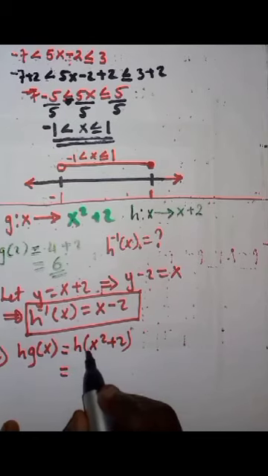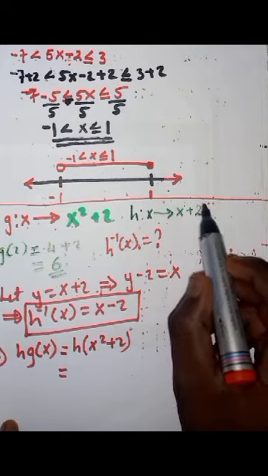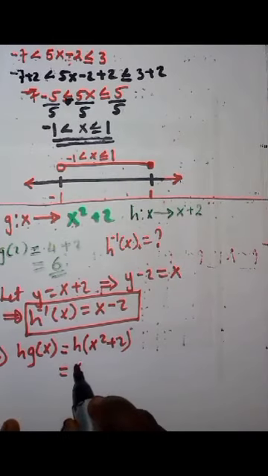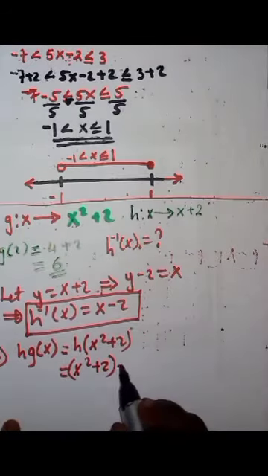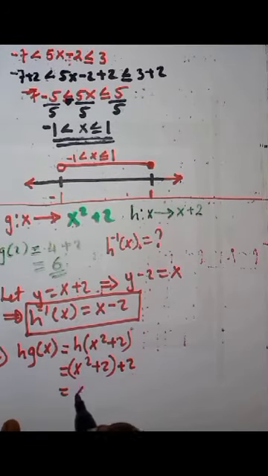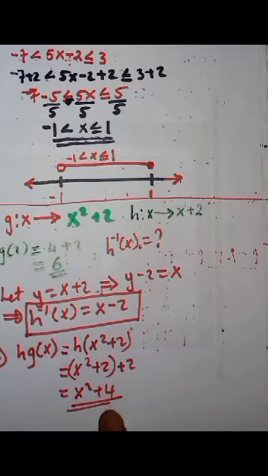What is h saying? H is saying that anything in the domain, we simply add 2 to it. So this is going to be x squared plus 2, and all this now plus 2 again. So this is simply going to be x squared plus 4. Good. So that's hg of x. Hg of x is simply x squared plus 4.